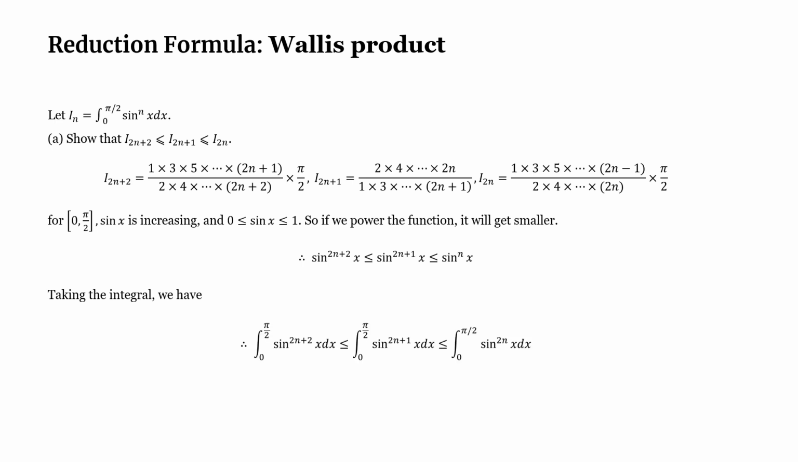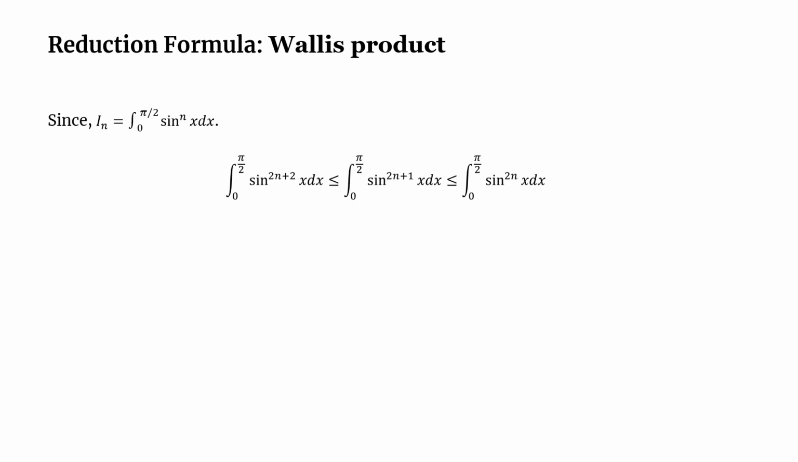So we can actually conclude that the integral from 0 to pi over 2 is the following, which is indeed I_2n plus 2 in the lower bound, I_2n plus 1 in the middle, and then I_2n for the upper bound. Yeah, I think it's a mistype. It should have been the 2n. I will amend that.